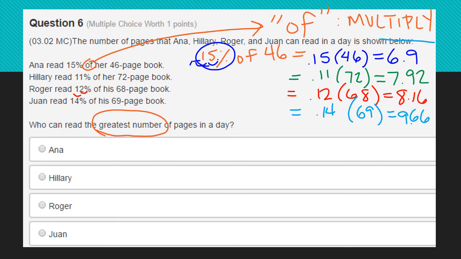Now, it says who can read the most? What do these numbers represent? You have to kind of know what you found. So what that means is if Anna can read 15% of her book, that means she can read 6.9 pages in a day. Hillary can read 7.92. Roger can read 8.16, and Juan can read 9.66. So who reads the most in a day? It looks like it's going to be Juan.